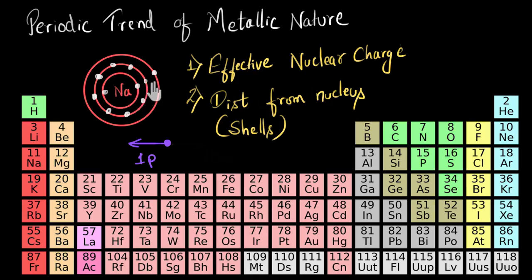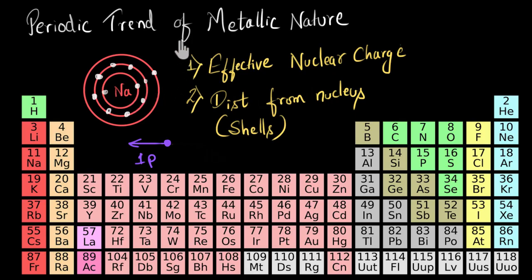And you know what? The distance from the nucleus is somewhat related to the number of shells in which the electron is. So generally speaking, if this electron is in a higher shell, that means it will be farther away from the nucleus. Currently, this electron is in the third shell. If this electron were in the fifth shell, it would have been farther away from the nucleus, generally speaking.